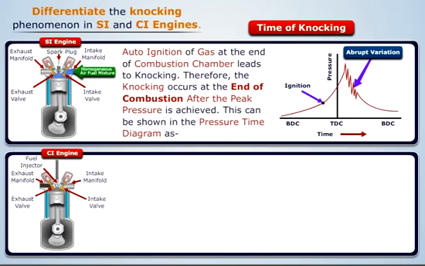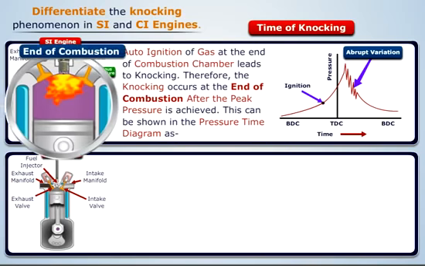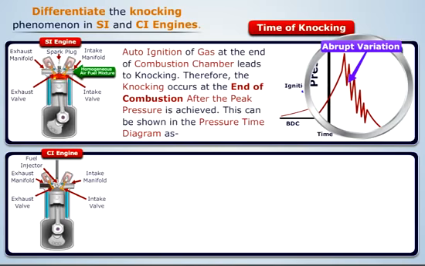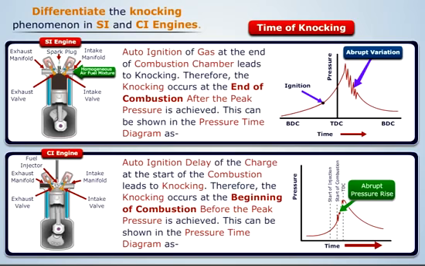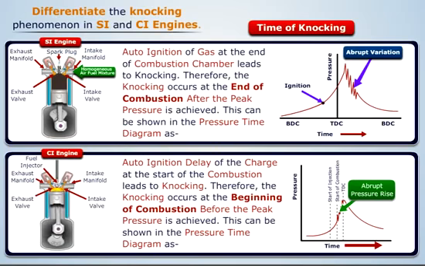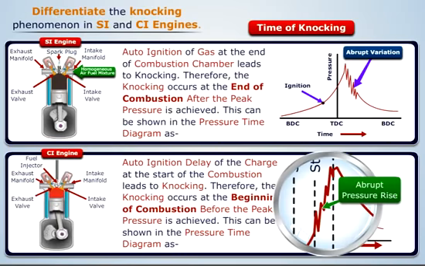In an SI engine, the auto-ignition of gas at the end of the combustion chamber leads to knocking. Therefore, knocking occurs at the end of combustion, after the peak pressure is achieved. This can be shown in the pressure-time diagram as. Whereas in a CI engine, the auto-ignition delay of the charge at the start of combustion leads to knocking. Therefore, knocking occurs at the beginning of combustion, before the peak pressure is achieved. This can be shown in the pressure-time diagram as.